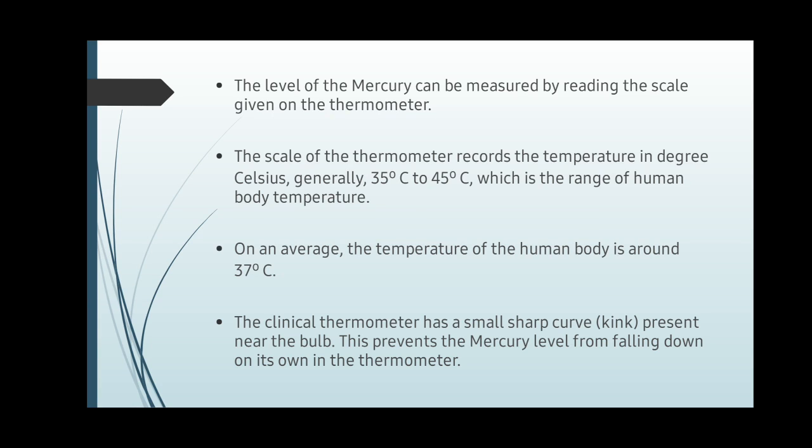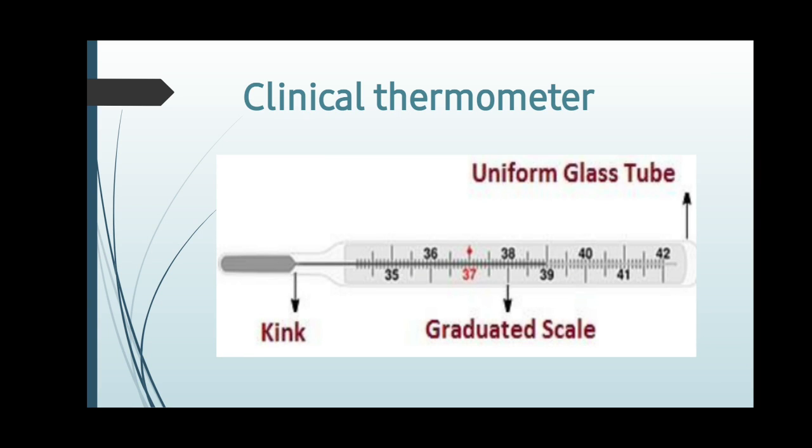The clinical thermometer has a small sharp curve known as the kink present near the bulb. This prevents the mercury level from falling down on its own in the thermometer. Yes, see here, this is an overview of a clinical thermometer. It is made up of a uniform glass tube and they have marked the kink. Near the kink is the bulb. In the bulb, mercury has been filled, and the kink prevents the mercury from falling down on its own.